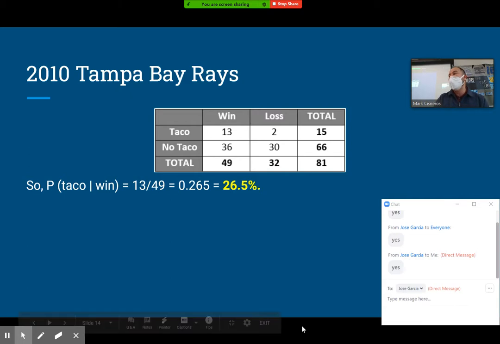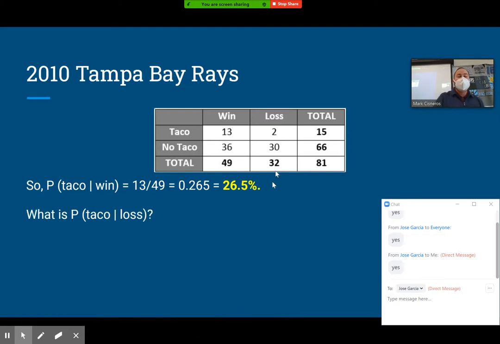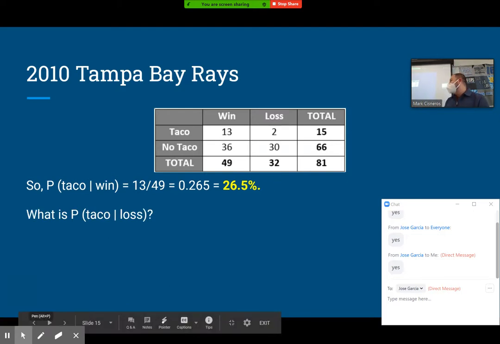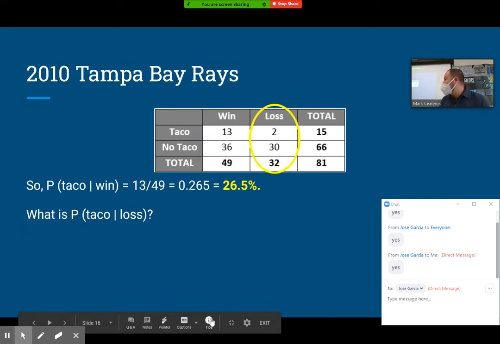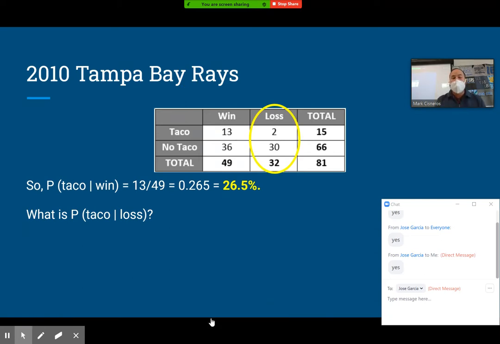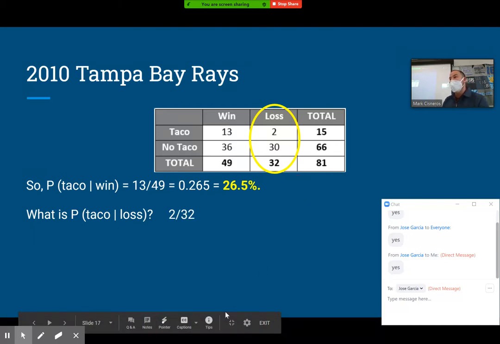I'm going to give you a different problem. Again, you don't need to write it down. Think about what the fraction might be in your head. What's the probability of getting a taco given that they lost the game? Think about what the condition is that needs to be met first. You have to lose. So we're just looking at the losses. That's the only thing I'm looking at. How many times did they get a taco? 2 times. Only 2 times out of 32. Not 81, but 32, because the condition is that they had to lose. Then I can divide that out to get my decimal and percentage.